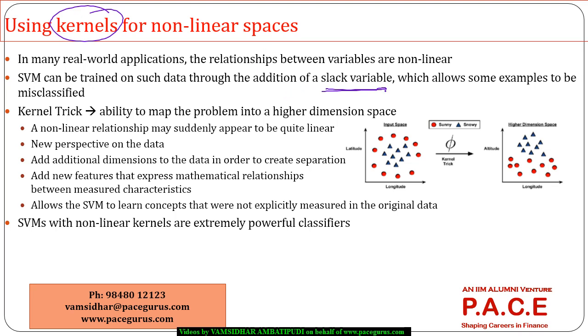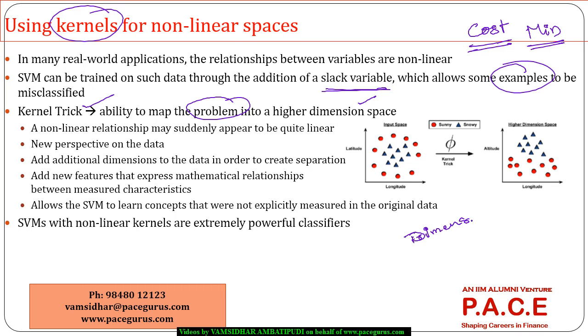We have already talked about how we can use a slack variable, and some examples will be misclassified. So there is a cost associated with the misclassification, and I want to minimize the cost that is associated with the misclassification. But otherwise, the most common way of dealing with non-linear spaces is using a kernel trick. So what typically happens in a kernel trick is the problem is mapped into a higher dimension space. So there is some kind of a change in dimension that is happening to a particular problem.